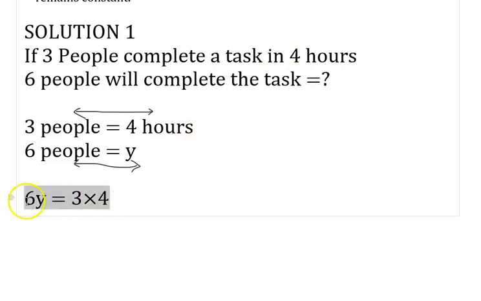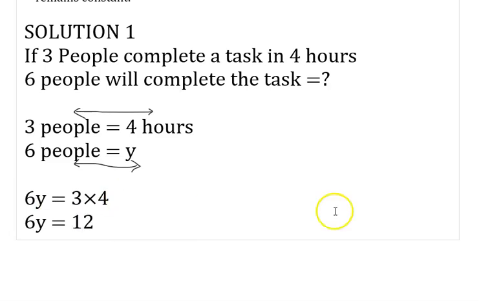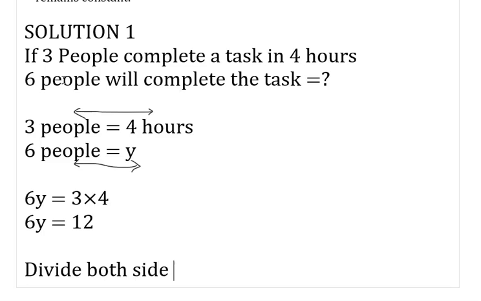Beautiful. So we now have our 6y equals 3 times 4, which gives us 12. Awesome. So to get the value of our y, don't forget the value of our y is the number of hours 6 people will do the job. Let's divide both sides by 6. Awesome. Let's get the template.